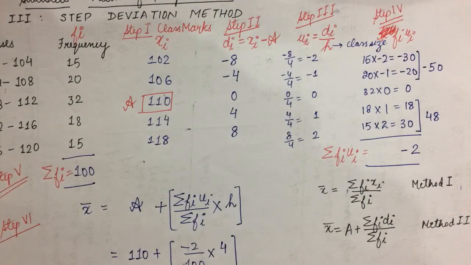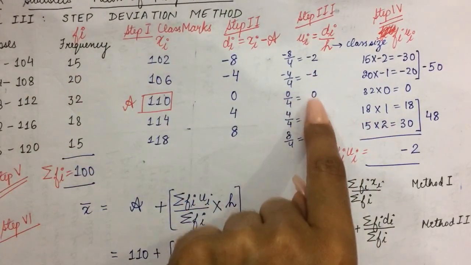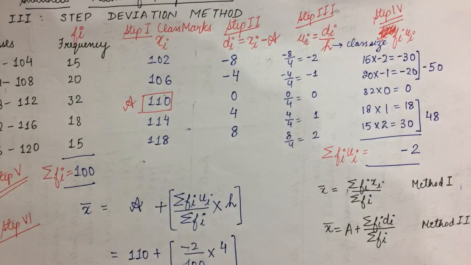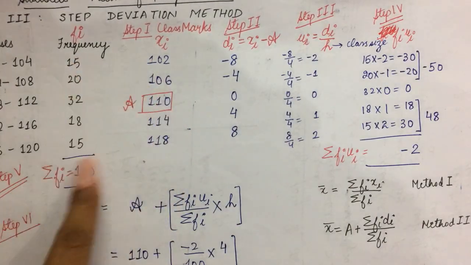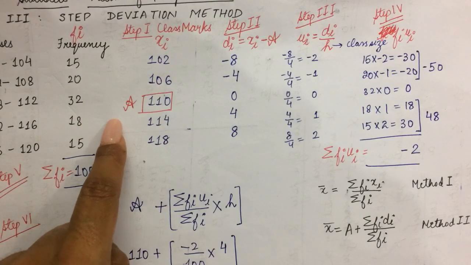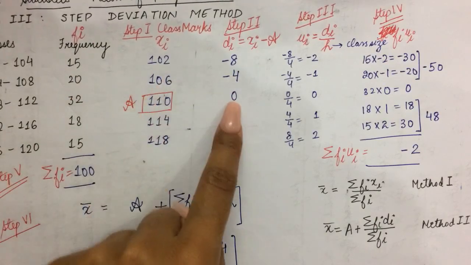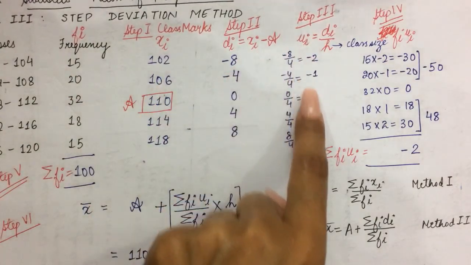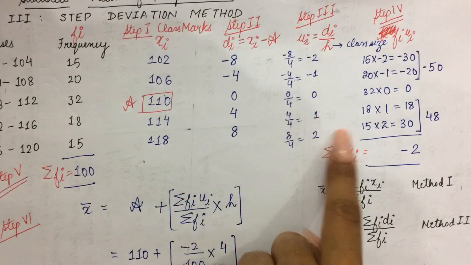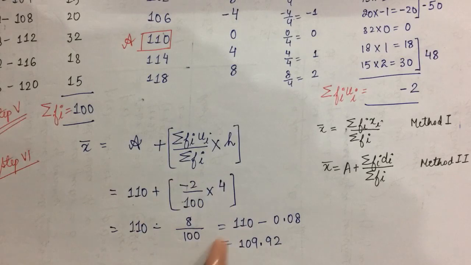Now the thing is, the more you work here, the less work will be here. See, the values have been reduced to very small values over here. If you were using direct method, you would be multiplying frequencies with these large values. If you were using second method, shortcut method, you would be multiplying frequencies with these values, reduced values. Now further I've reduced these values to very small values. So you work a little here so that the work to be done here is reduced.